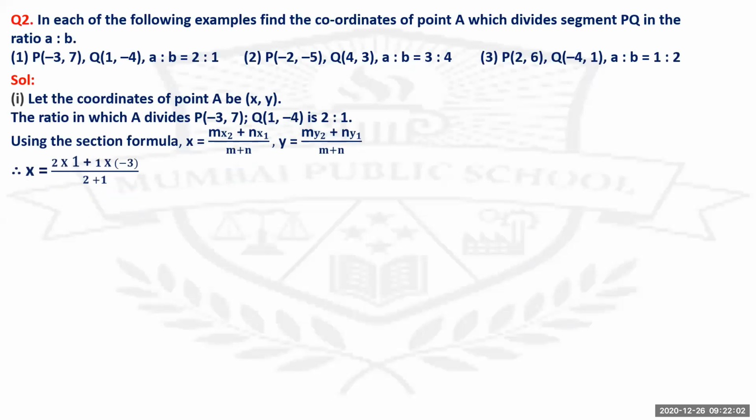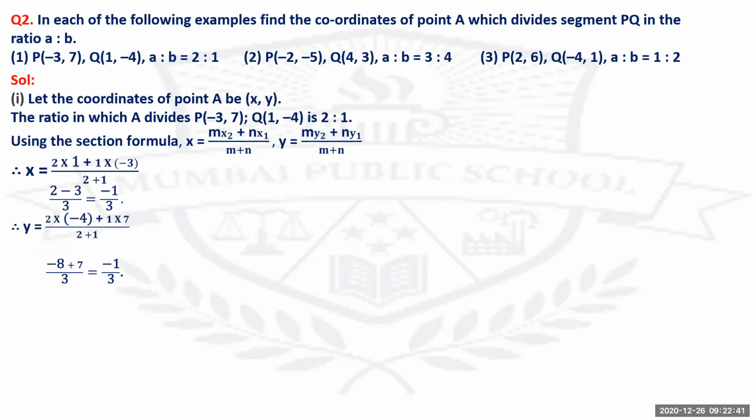You will substitute the values. After substitution of the values, you'll get x equals 2 into 1 plus 1 into minus 3 upon 2 plus 1. That equals 2 minus 3 upon 3, that equals minus 1 upon 3. y equals 2 into minus 4 plus 1 into 7 upon 2 plus 1.